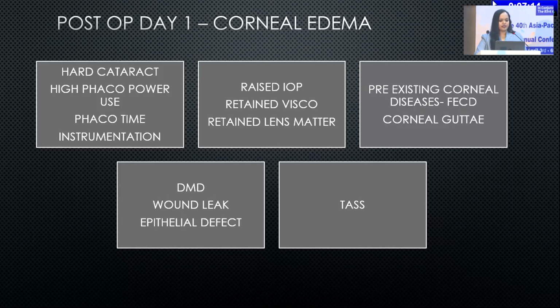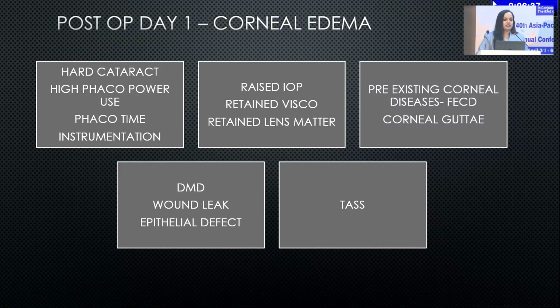So the most common cause for corneal edema in the postoperative day 1 phase is when we operate on hard cataracts like brown cataract or mature cataracts, where we use high phaco energy, more phaco power, or instruments are entered into the eye multiple times or endothelial touch happens. The IOP can rise, because of which epithelial edema is seen in the immediate postoperative phase because of retained viscoelastics, retained lens matter, or when we deal with pre-existing corneal conditions, especially Fuchs corneal endothelial dystrophy, where there is corneal guttae and there are chances of corneal edema developing in the postoperative phase.